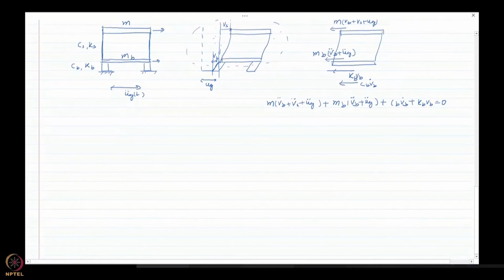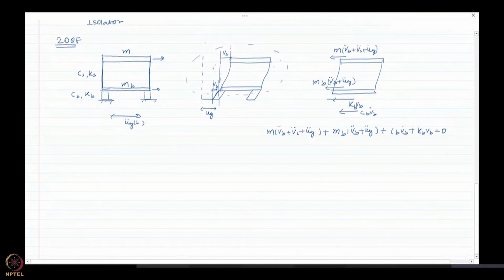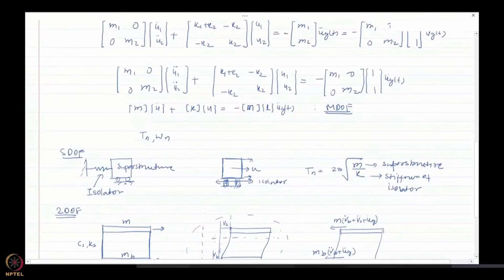Now I need you to do one thing. I have written down the equation for the whole structure. Now you just cut this structure at this point, only the top, basically the superstructure, and then similarly draw the free body diagram and write down the similar equation of motion for the top layer. Once you're done with that, like we did here, combine the whole thing, or write the two simultaneous equations in terms of matrices.